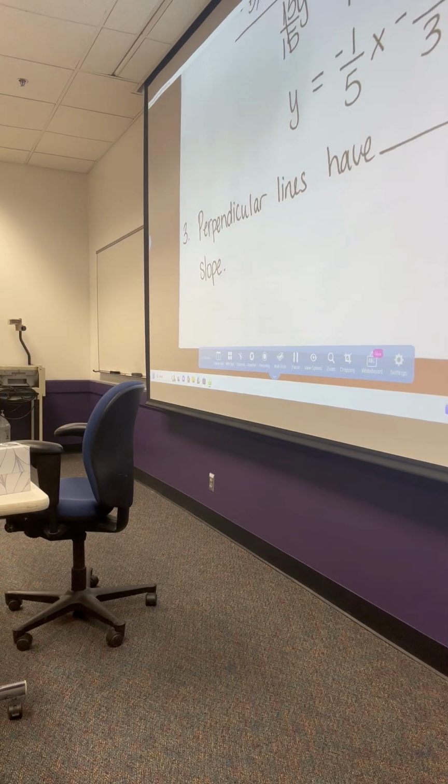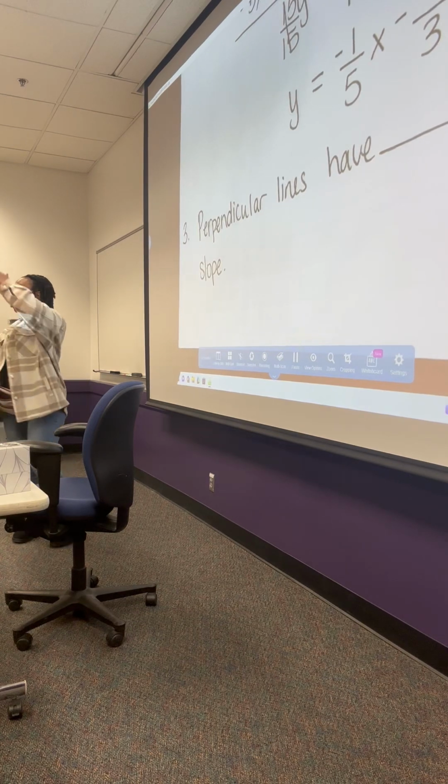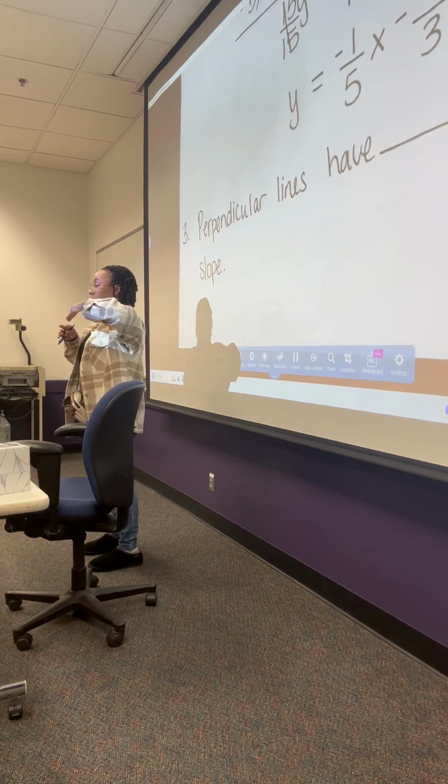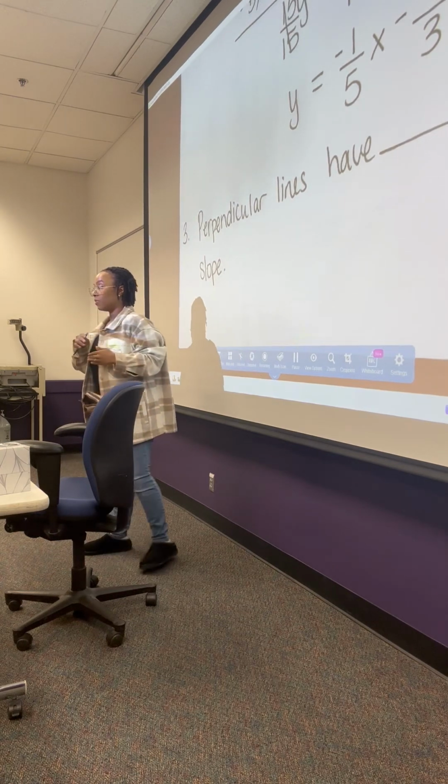Yep, perfect. Nice job. So you wrote points, so slopes, write that as 2 over 1. Change that to 2 over 1. And then show me the opposite reciprocal of that.